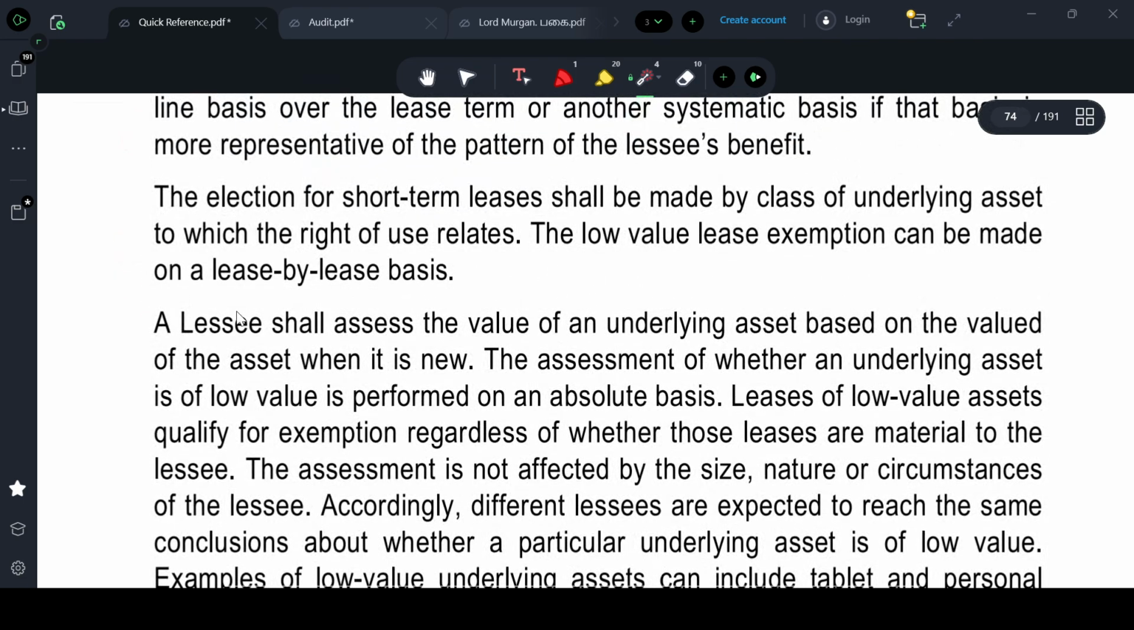Example, software which is used for a system. A lease payment of 500, 300, 200 every month will be given. Rather than considering it as a lease payment, we can consider it as an expense. This is being said here.